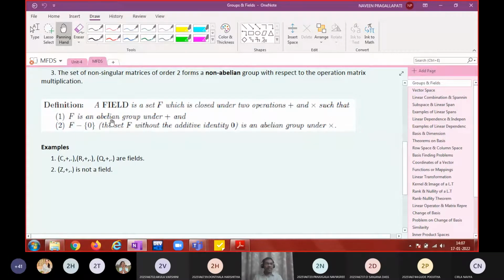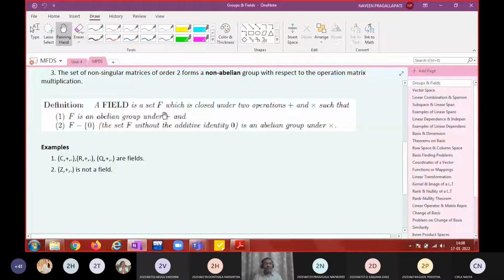First, F must be an abelian group with respect to the first operation plus, and the identity element with respect to the operation plus is called the zero element, and all other elements are called non-zero elements. So if you form the set of non-zero elements of the set F, if that is a group with respect to the second operation cross, in fact an abelian group, then that is said to be a field.